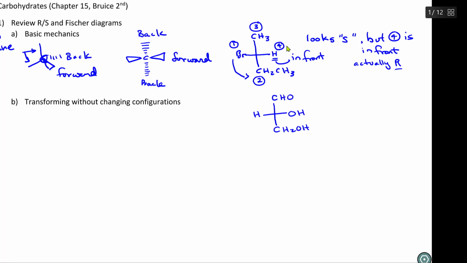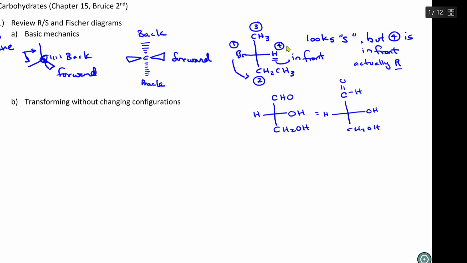So what I have up here is CHO. You just have to get used to this idea because it comes up all the time. The CHO is actually the aldehyde functional group, so it really looks like this. And then I still have the H and the OH and the CH2OH like that.